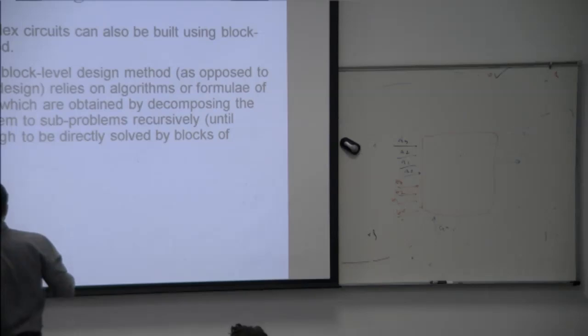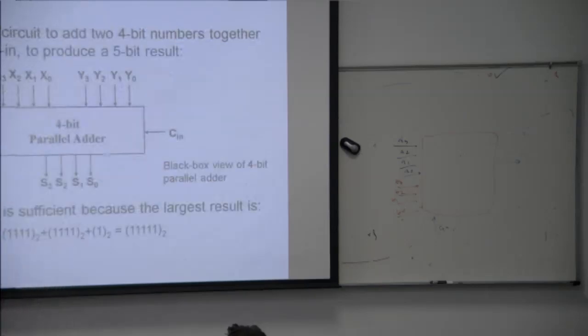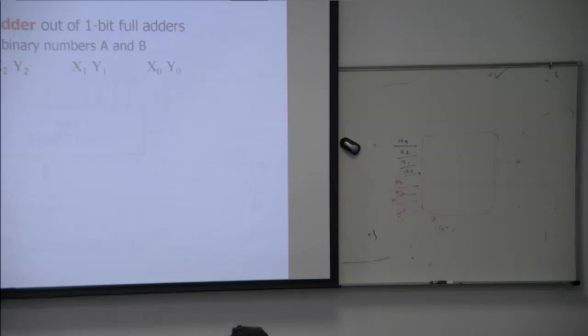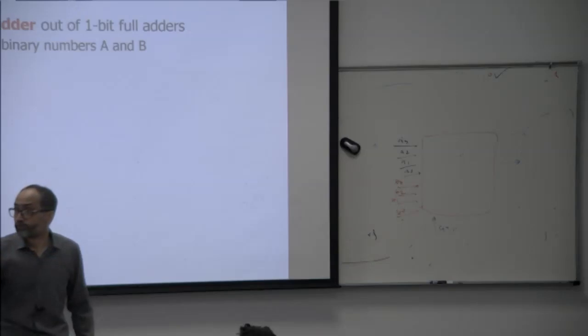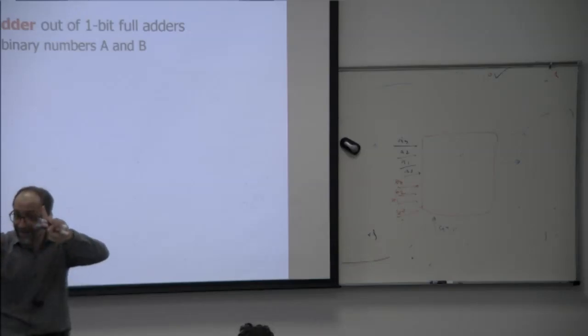Got it? And this block level design method, we are using it for the adder. Can you see here the 4-bit adder? Now, if we want to formulate a 4-bit adder, how can we create it? This 4-bit adder can be created using four 1-bit adders. How? 1-bit full adder or half adders? Full adder. Full adder is a 1-bit adder.